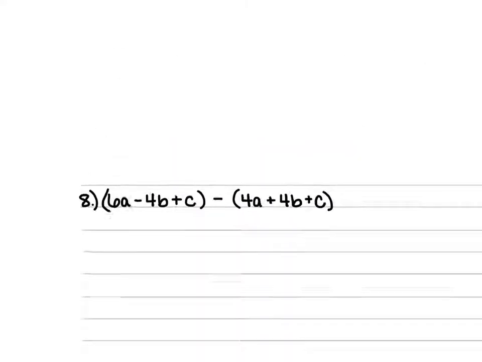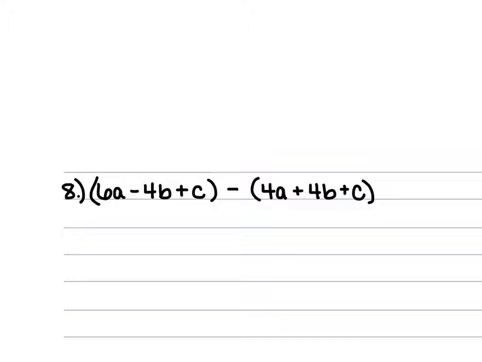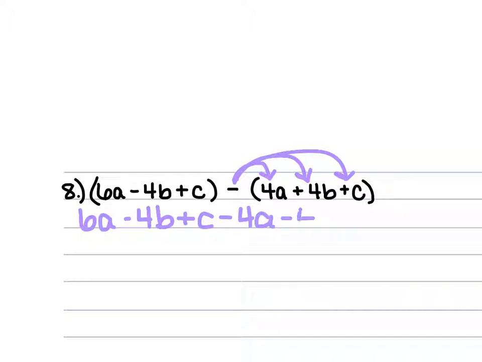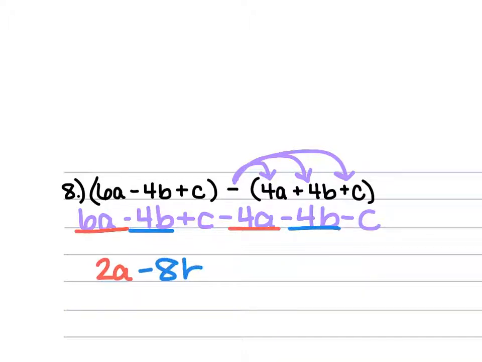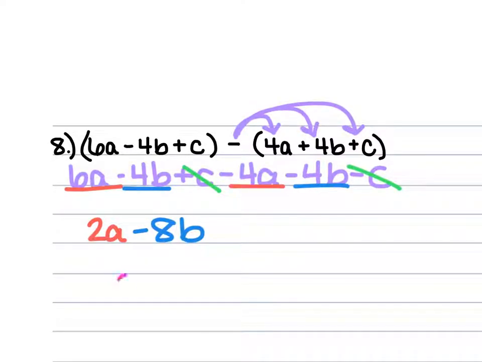If we look at our next example, for 8, we have 6a minus 4b plus c minus 4a minus 4b plus c. So this is going to turn into 6a minus 4b plus c minus 4a minus 4b minus c. So again, combine like terms. The 6a minus 4a is 2a. The negative 4b minus 4b is negative 8b. And the c's cancel out. So it's just the 2a minus 8b.